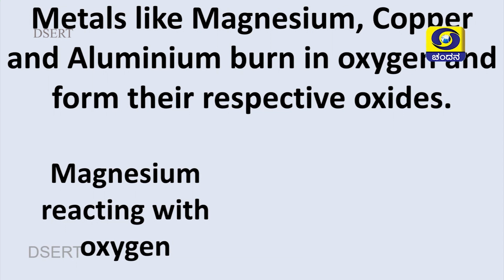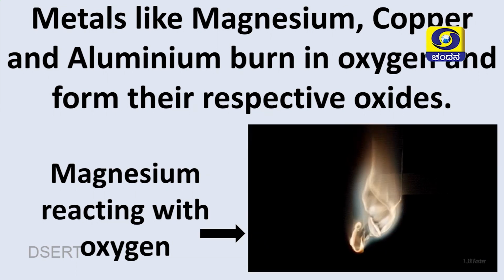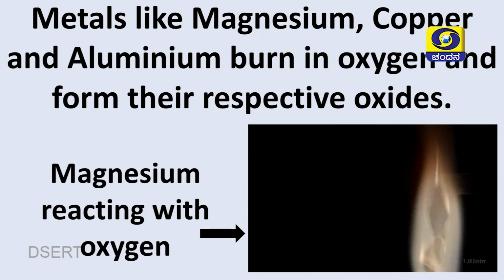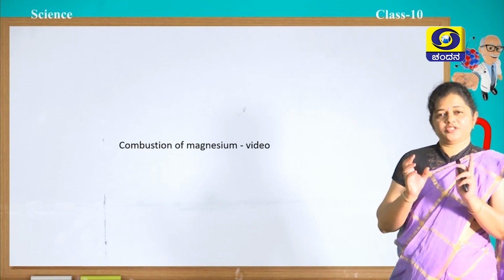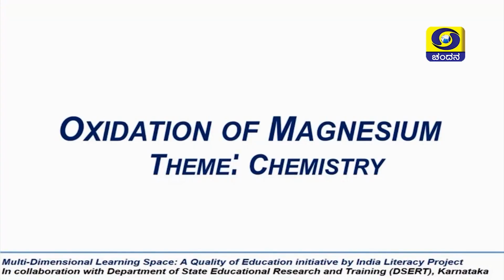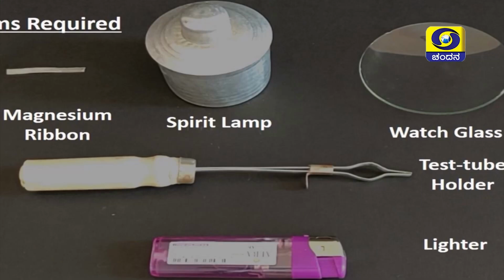Magnesium reacting with oxygen: you can see here the magnesium is burning in oxygen with a bright flame. Now, we will see how magnesium exactly burns in oxygen. In this experiment, we will demonstrate the oxidation process of magnesium. For this, we need a 1-inch piece of magnesium ribbon or strip, a spirit lamp, a test tube holder, a lighter or matchstick to light the spirit lamp, and a watch glass. A cutter or sandpaper is additionally required to scrape the tip of the magnesium ribbon or strip. This is an optional step.